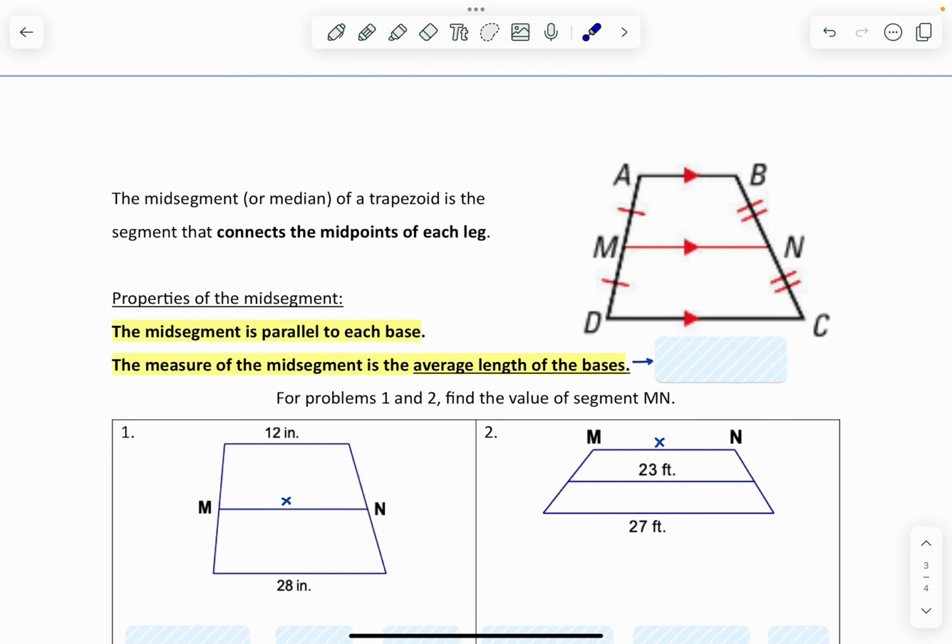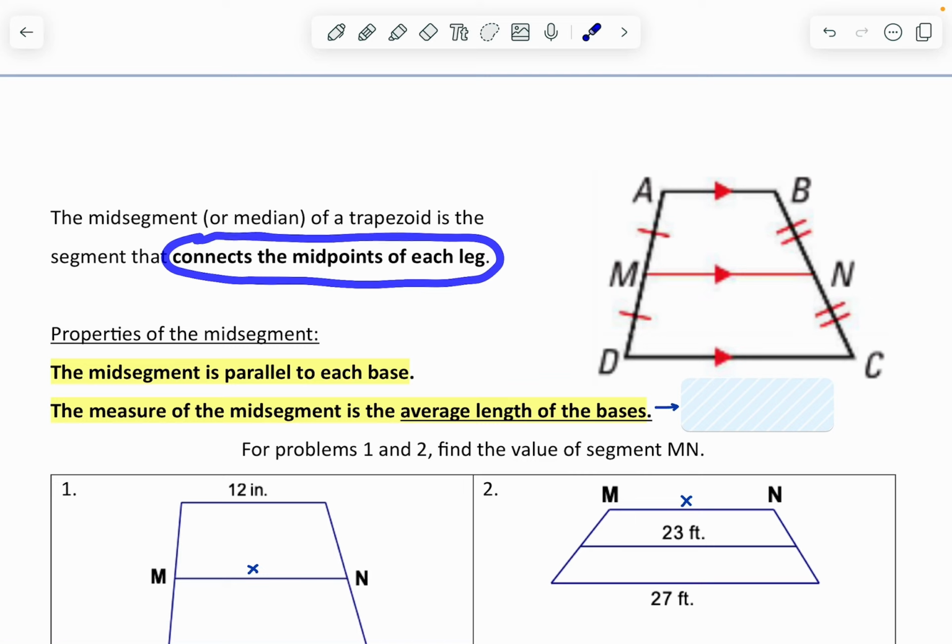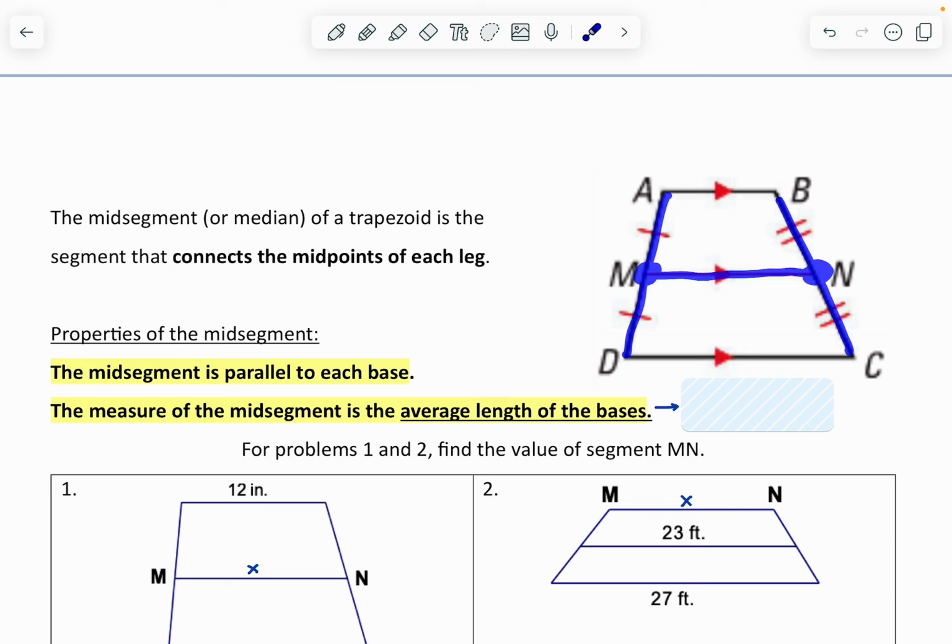The next thing that we're going to talk about is the mid-segment or median. You'll see both of those kind of used interchangeably. The mid-segment or median of a trapezoid is the segment that connects the midpoints of each leg. So here my leg is AD, my leg is BC. The mid-segment is going to connect the midpoint of each of those. Midpoint of AD is M, midpoint of BC is N. There's my mid-segment.